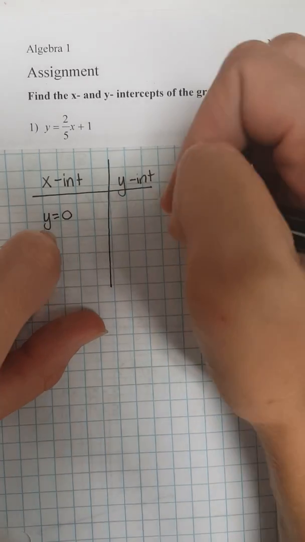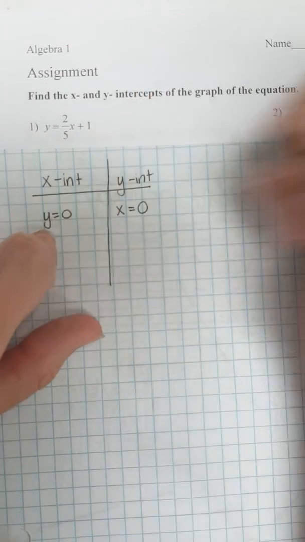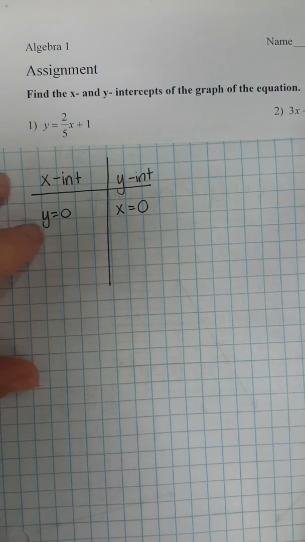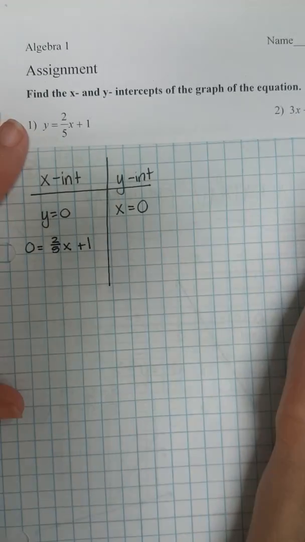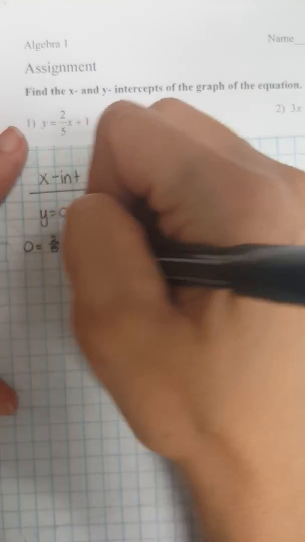Okay, so we said for the x-intercept, y is 0. For the y-intercept, what do we know about x? X is 0. So start plugging in. Put 0 in for y. You need to show me step by step how to do this. 0 equals 2 over 5x plus 1. We're going to subtract 1 from each side. So negative 1 equals 2 over 5x.